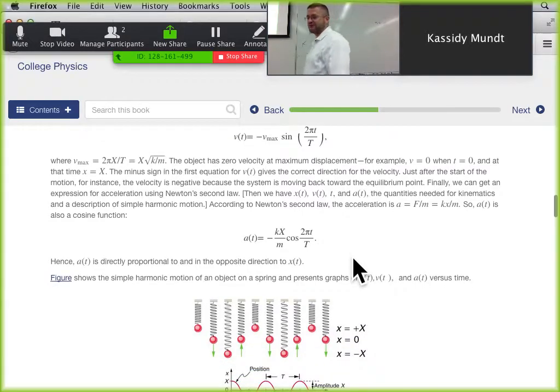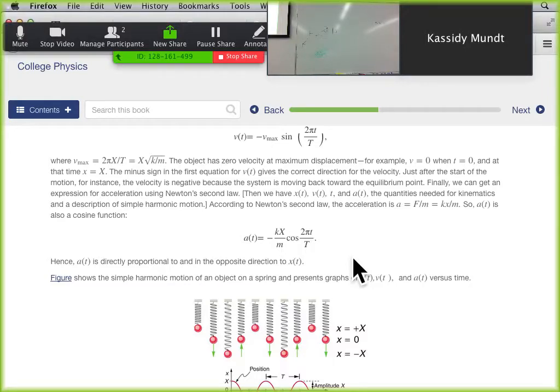Well, you take the second derivative, and the acceleration as a function of time ends up equaling negative k times the maximum displacement, which is the amplitude, divided by the mass, which ends up being the maximum acceleration, times the cosine of 2 pi times t over T.